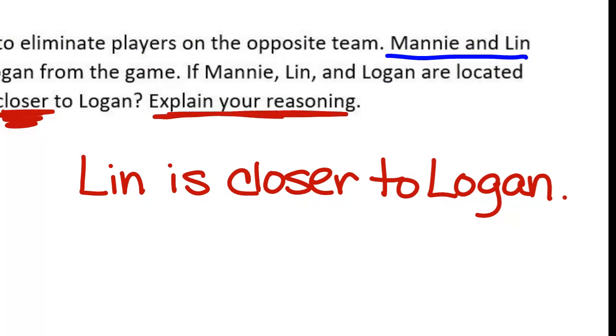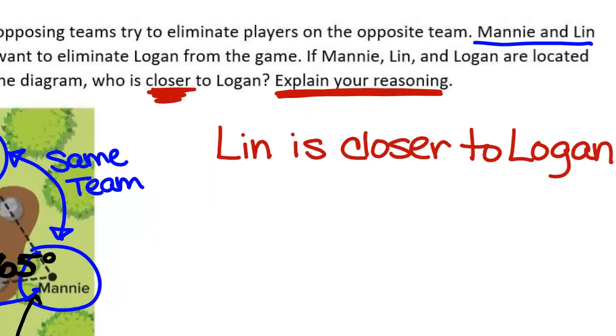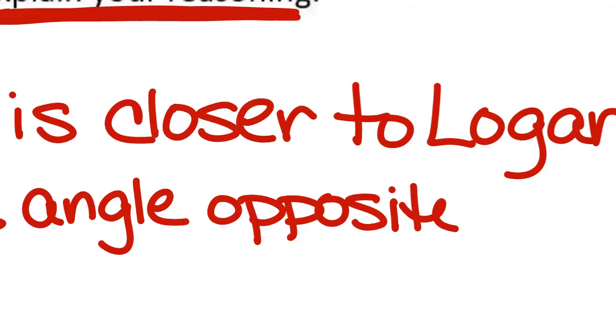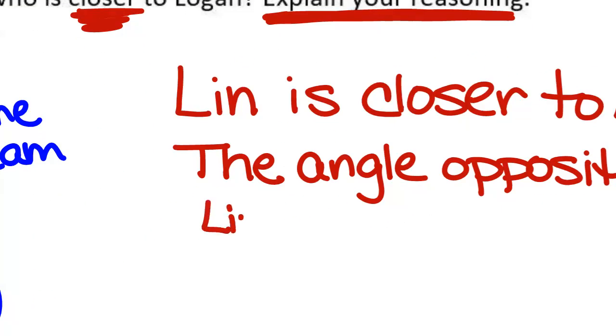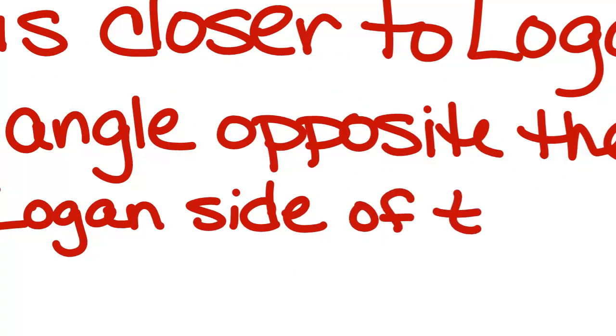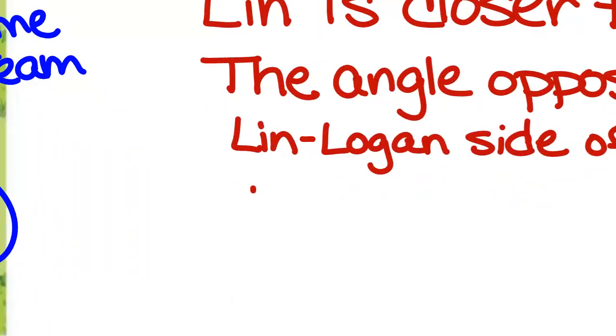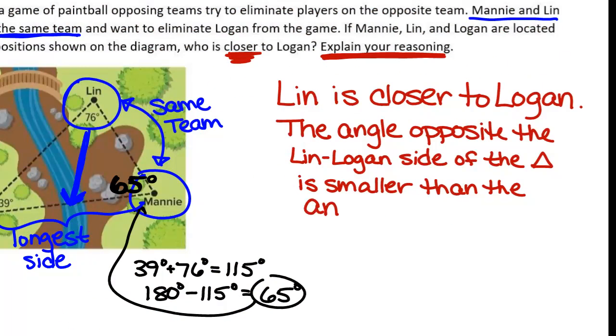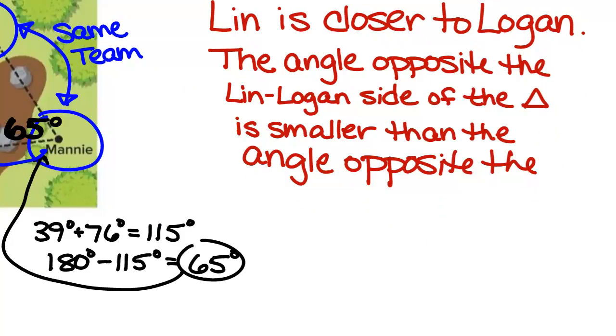It says to explain your reasoning. My reasoning would be the angle opposite the Lynn Logan side of the triangle is smaller, that's why they're closer, than the angle opposite the Lynn Manny side of the triangle. Or sorry, the Logan Manny side of the triangle.